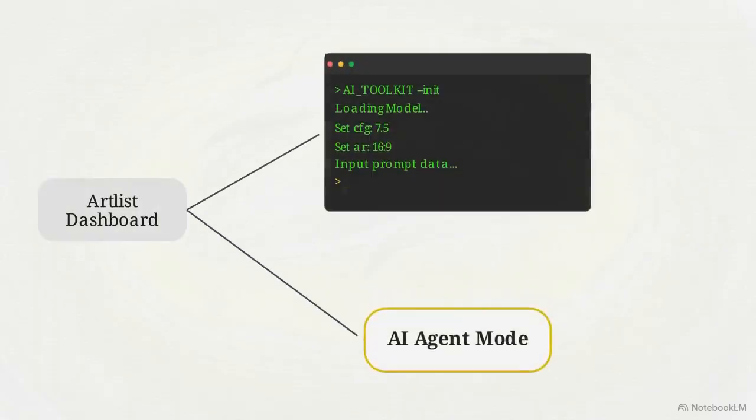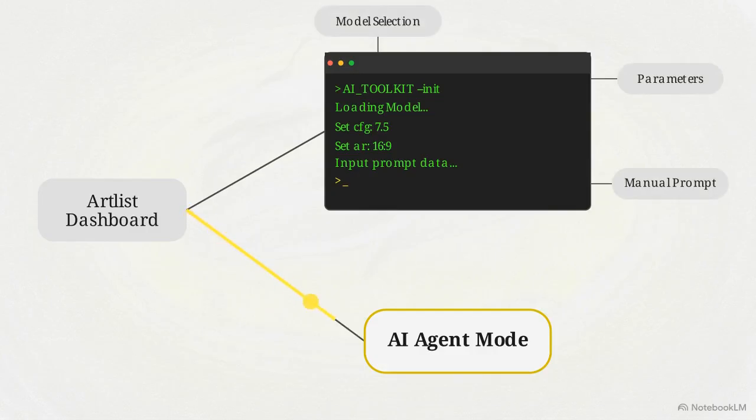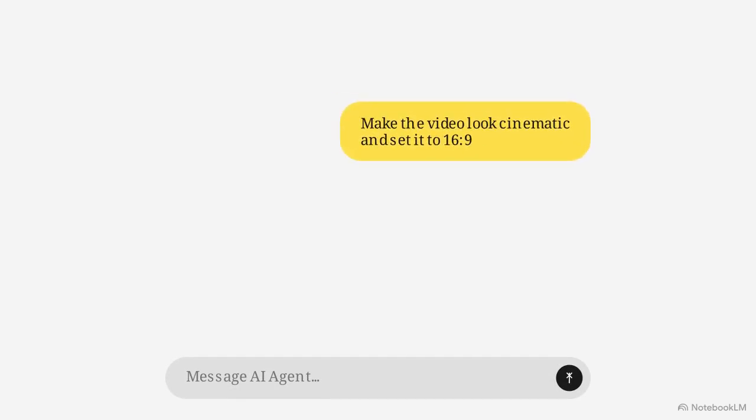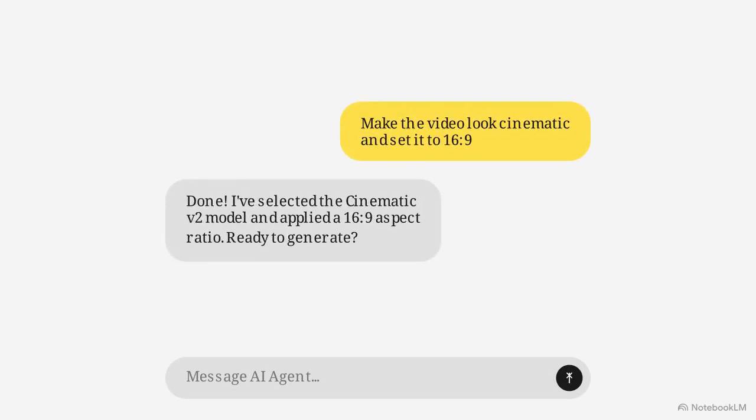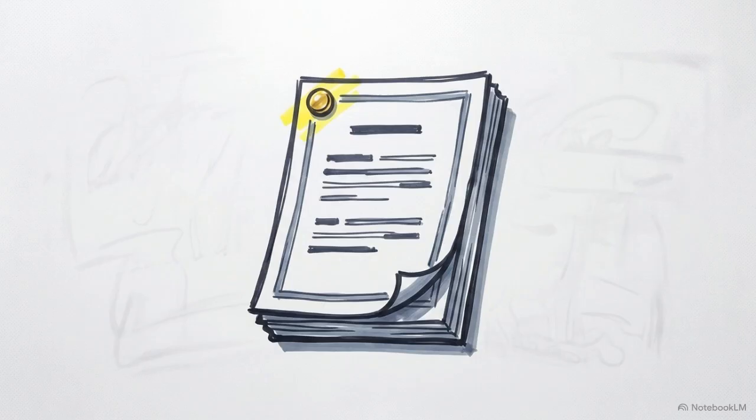From the main Artlist dashboard, you bypass the standard AI toolkit and route directly into AI agent mode. By making this switch, we drop the rigid command box entirely. You are now looking at an interface that works just like a standard text message thread. Step 1 is giving the agent our narrative.